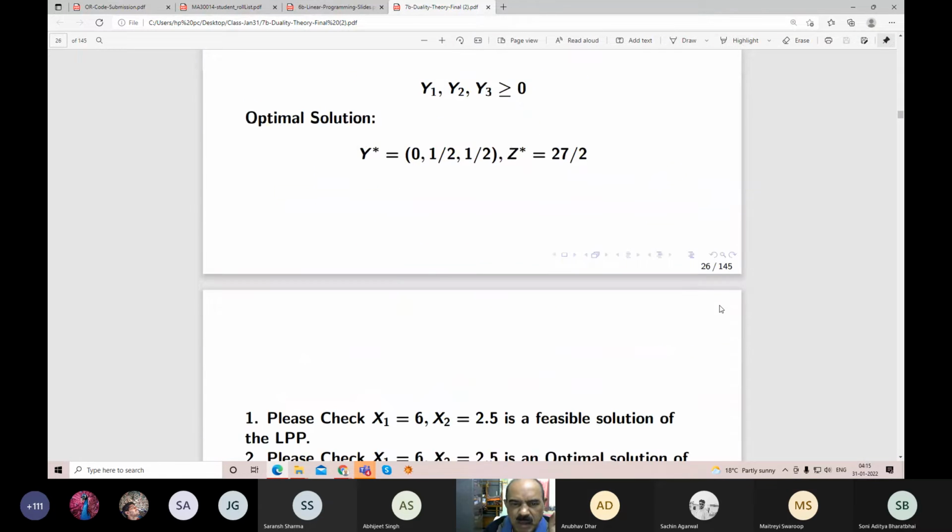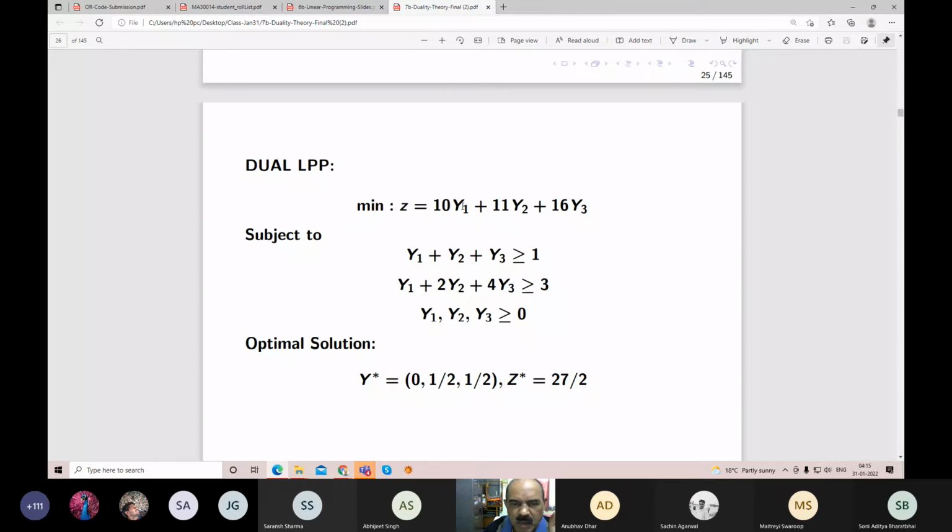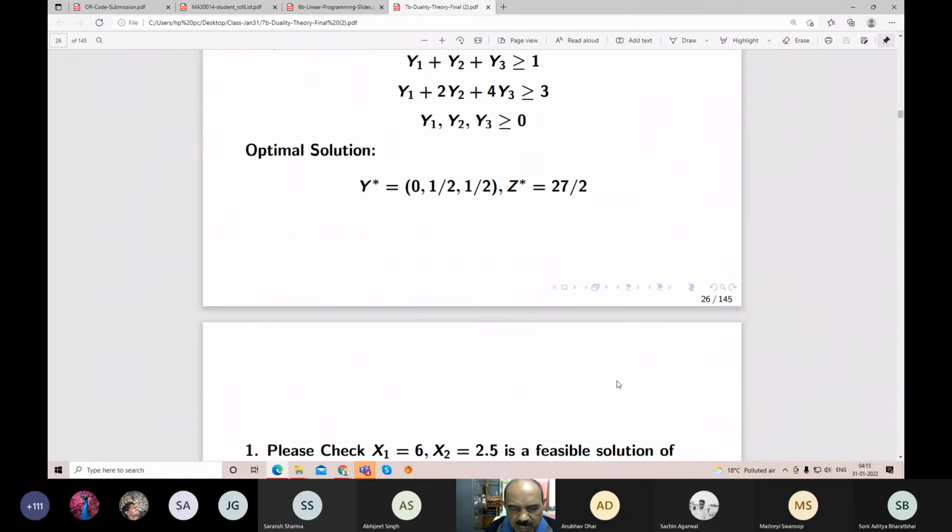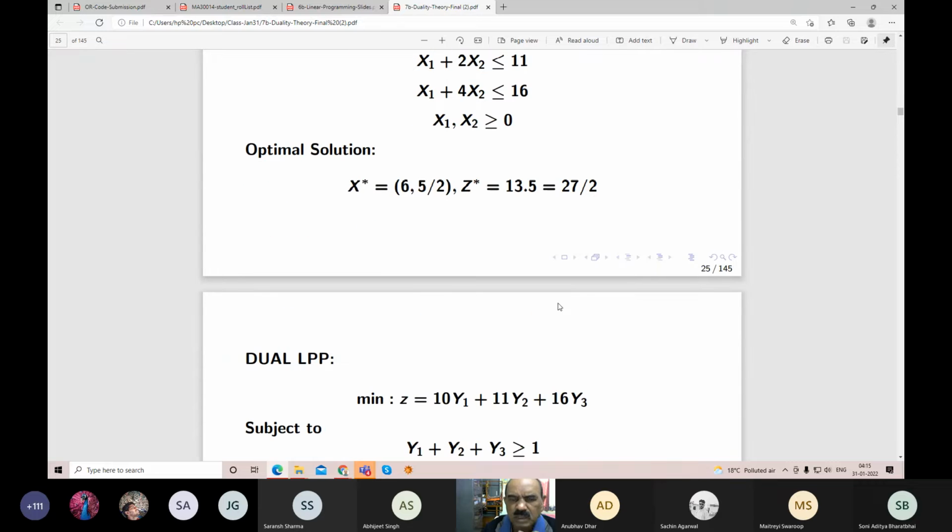Now come to this problem. Y1 0, Y2 1, Y3 1. What is the sum? 11 by 2 plus 16 by 2 together 27 by 2, that is 13.5. That is the minimum value. And the maximum value is also 13.5. So it is satisfying minimum value of Z dash equal to maximum value of Z. So it is an optimum solution.